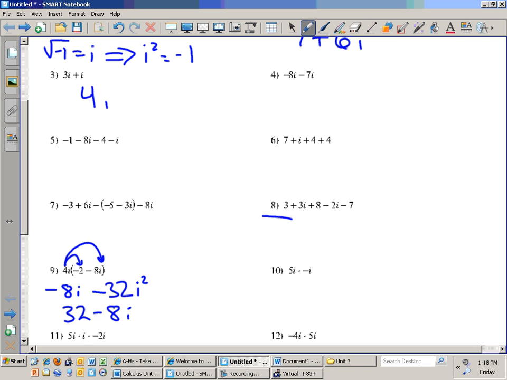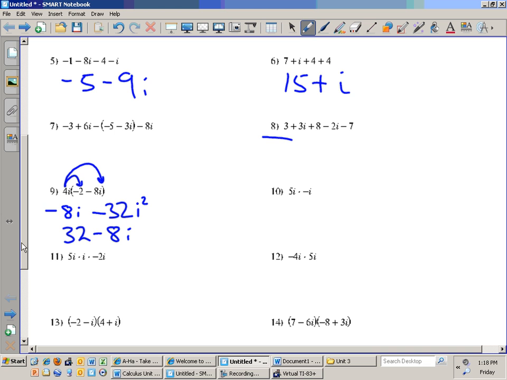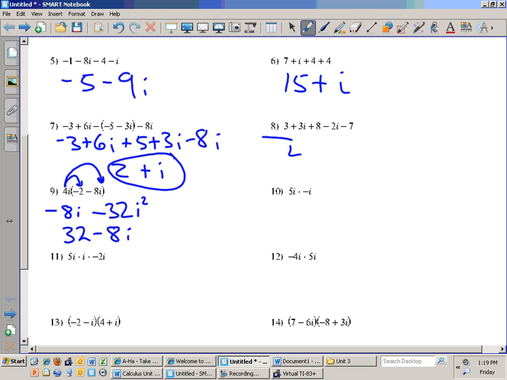3i plus i should be 4i. Negative 8i minus 7i should be negative 15i. I did lie to you. This should be negative 5 minus 9i. This should be 15 plus i. This should be negative 3 plus 6i plus 5 plus 3i minus 8i. So if we gather like terms, we'd have 2 plus i. There's no multiplying there. And then here it looks like we have 3, 8, and negative 7 would make 4. And we have 3i and minus 2i, so it would be plus 1i.